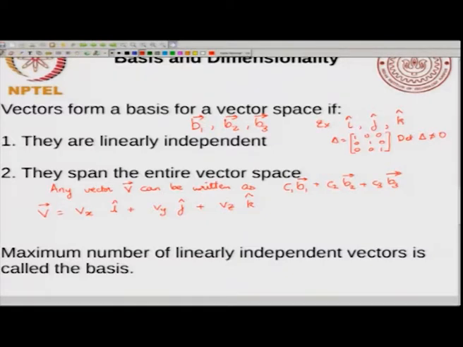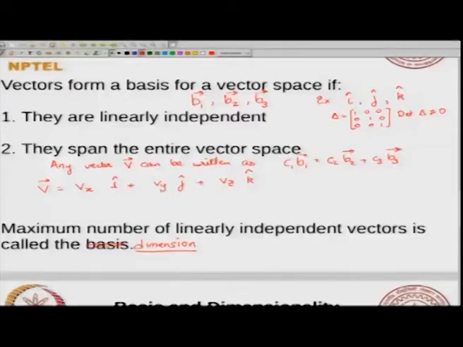Now, the maximum number of linearly independent vectors in any vector space is called the dimension of the vector space. So, you can ask the question what is the dimension. In the case of the 3D vector space, the dimension is 3 because the maximum number of vectors that can be linearly independent is 3. If you have a fourth vector, it will be linearly dependent. So, the number of vectors in the basis also gives you the dimensionality. You can either say the maximum number of linearly independent vectors or the number of vectors in the basis. Both are equal to the dimensionality.